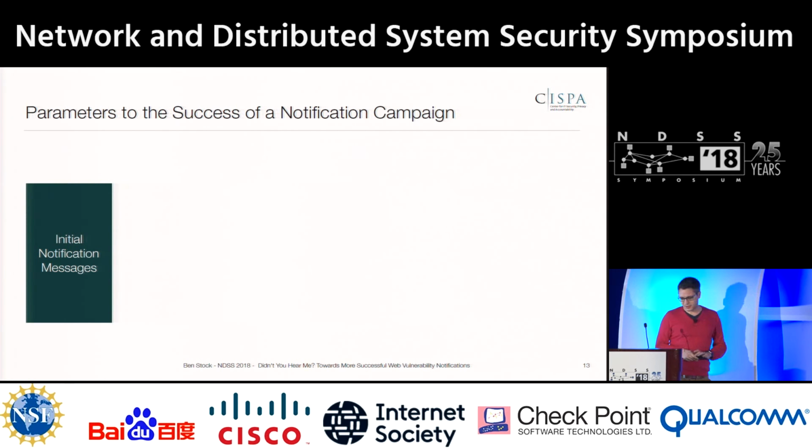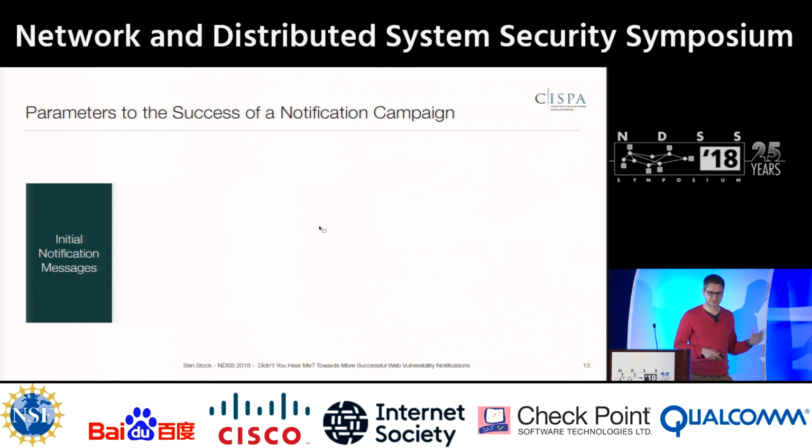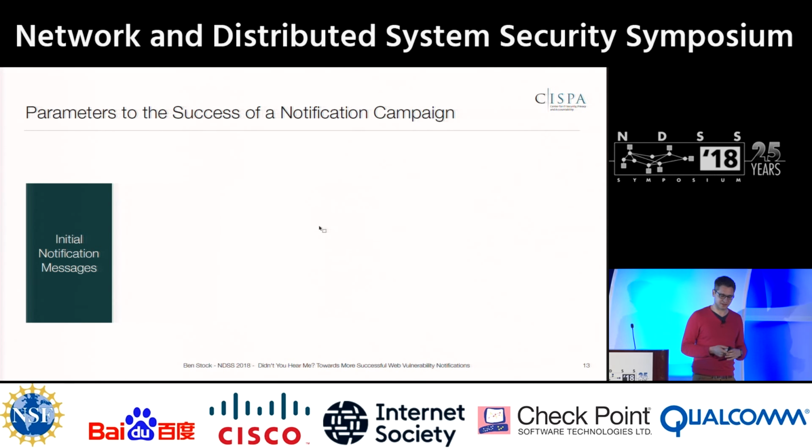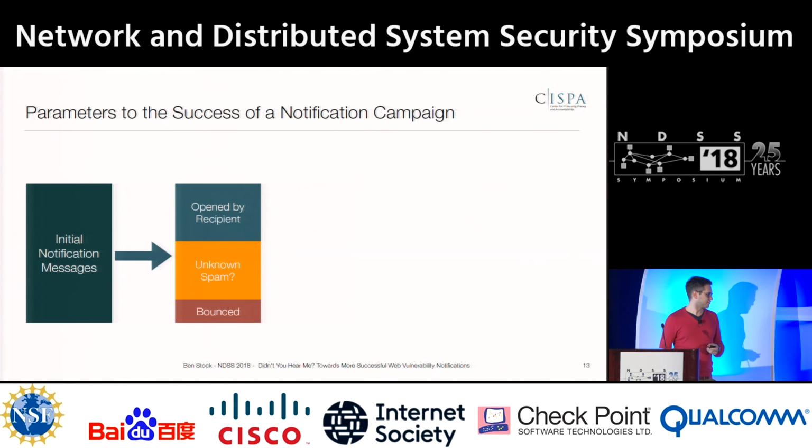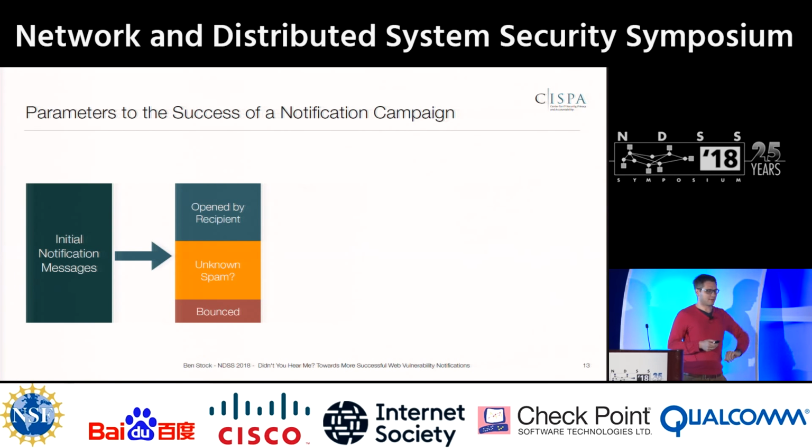Okay. So let me now talk a little bit about this whole pipeline and some parameters that we identified. Initially, we have a large body of messages that we're trying to send. And out of these, a couple will bounce. About 15% of the domains just don't have any emails that you can deliver mail to. About a third or so is opened by the recipient. And then we have another big chunk, which is the unknowns.